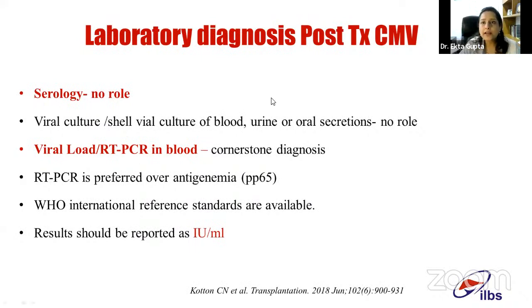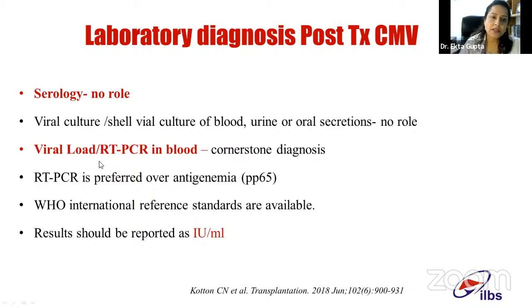A transplant recipient is immunosuppressed, so all your serology assays like IgG and IgM can be falsely positive or negative. So we do not depend upon IgM assays for infection. We depend upon viral load. Shell vial culture or viral culture are cumbersome, so they still do not have any role.